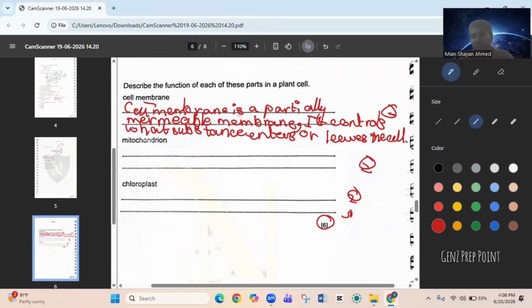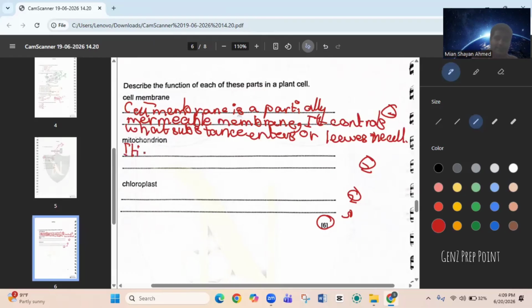Mitochondrion, we don't care. It's mitochondrion, it's mitochondria still. Whatever, just juggle with the spellings. What's the purpose of mitochondria? It's involved in the aerobic breakdown of glucose to release energy. Aerobic breakdown of glucose, 1 mark. To produce energy, 2 marks.